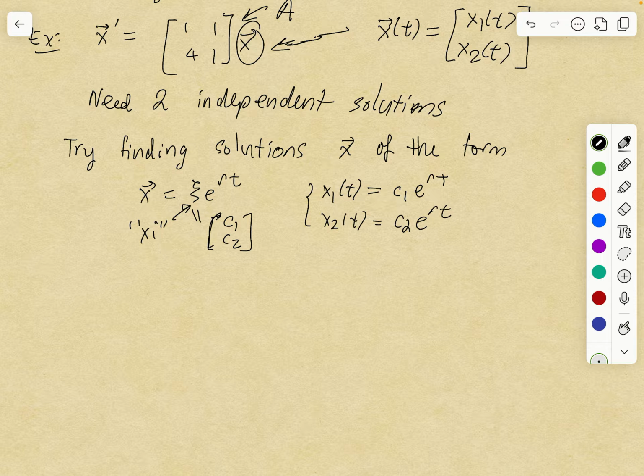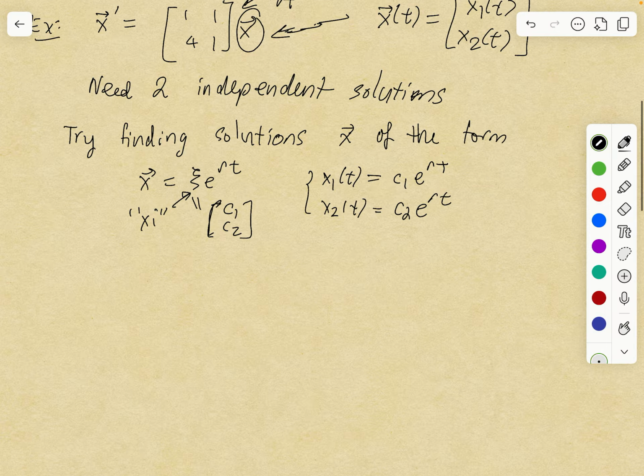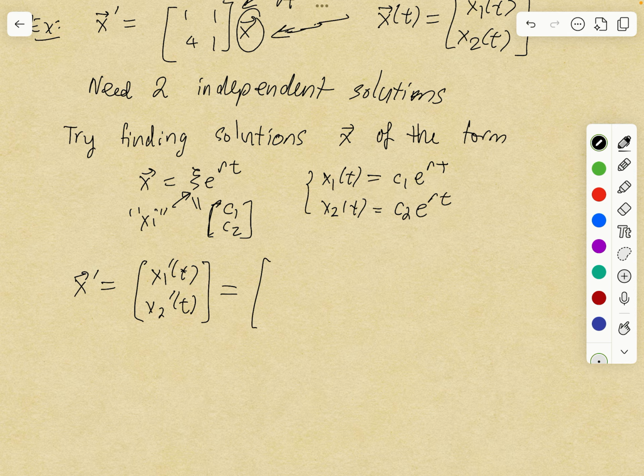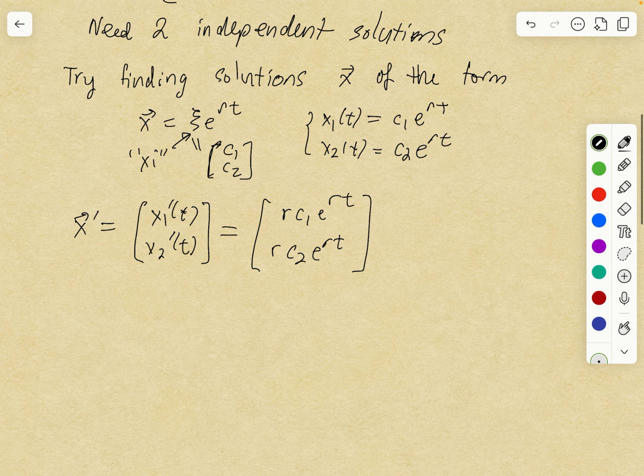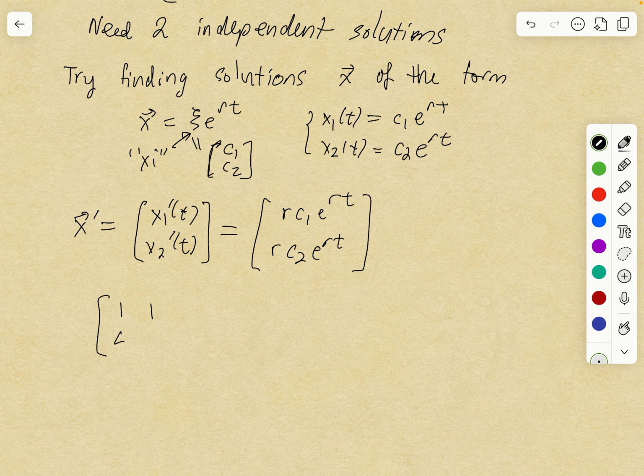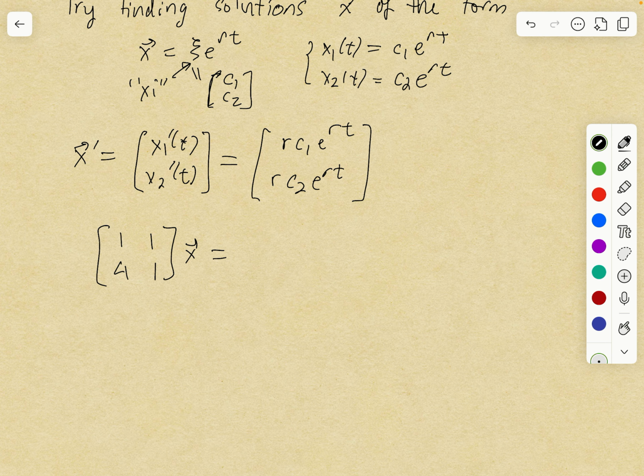What we have to do is figure out the left side and the right side. The left side is easy. x prime is just the derivatives, x1 prime, x2 prime. By the chain rule, that's rc1 e to the rt and rc2 e to the rt. That's the left side. Now we have to figure out the right side, and then match the left side with the right side and see what happens.